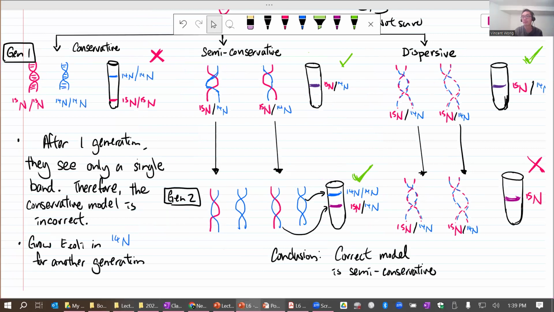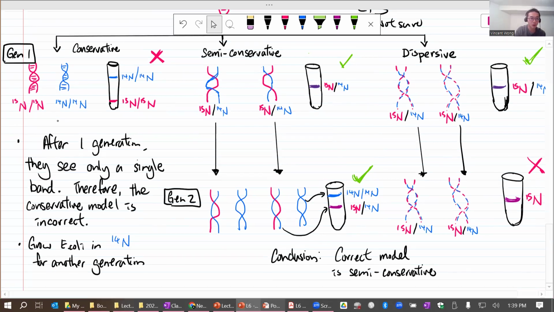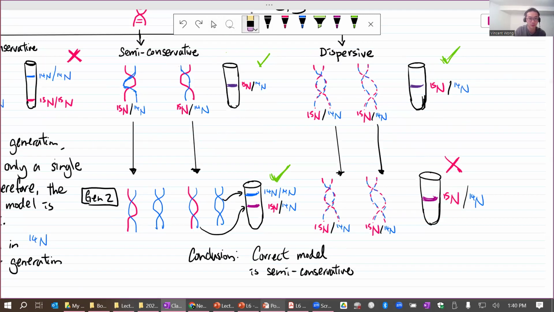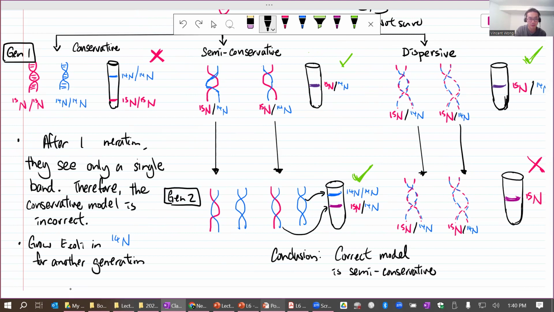For the conservative, you said that it formed two bands, right? With your test tube drawing, there are two bands on it. Yes, there is one at the top for the N14, because that one is only light nitrogen. And the one at the bottom is only heavy nitrogen. You only have a band in the middle if it's a combination of 14 and 15.